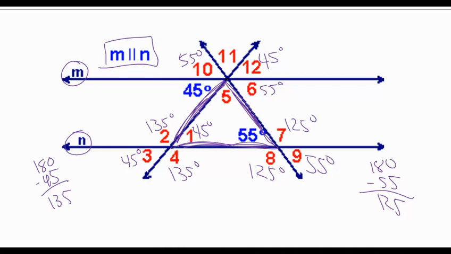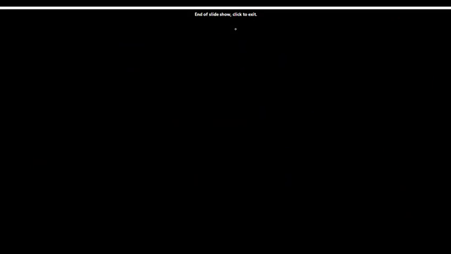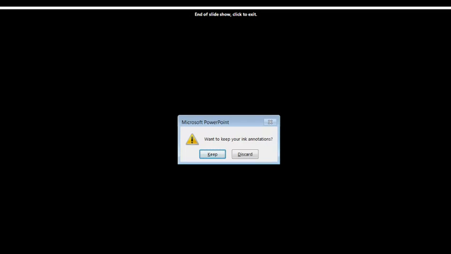I know 2 of the 3 angles, so I can add up the 2 I know. 45 plus 55, which is 100. And then I can do 180 minus 100 to figure out that angle 5 is 80 degrees. And if angle 5 is 80 degrees, then angle 11 is also going to be 80 degrees because those two angles correspond with each other. And look at that, we figured them all out. All right, that is it.